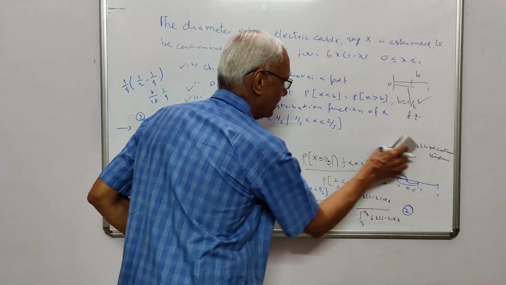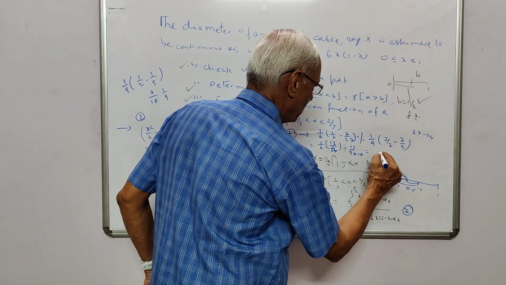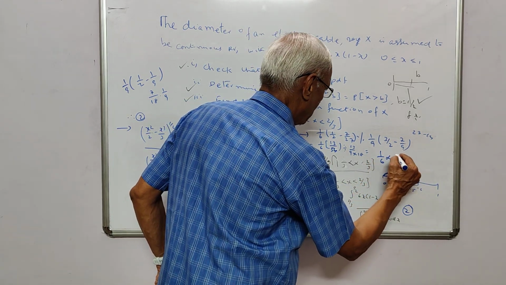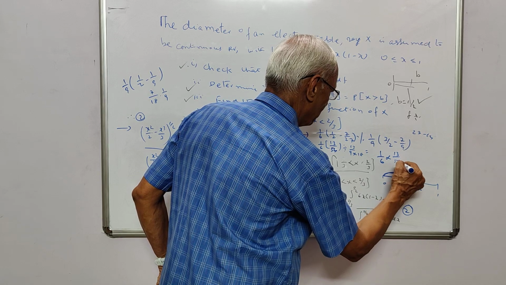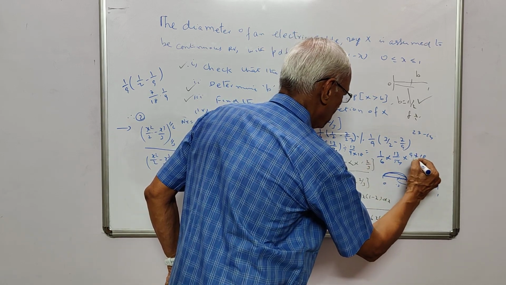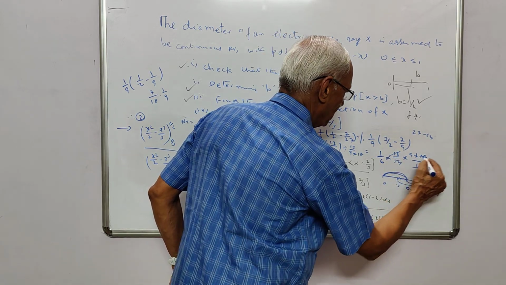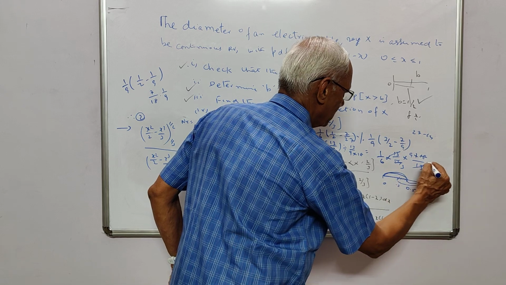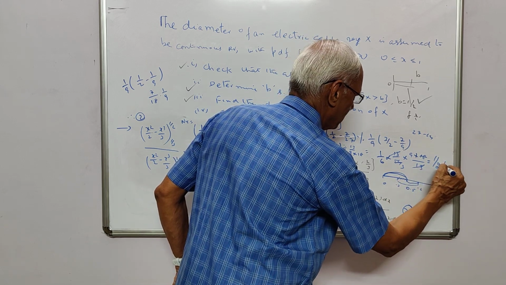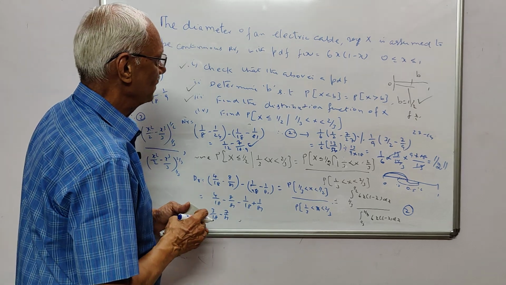So I will write here to do the simplification. What is it that you get? 1 by 6 into 13 by 54. Take this to the top, 18 divided by 13. 13 goes off, this goes off 3 times. So this is equal to half. So that is the answer that you get.